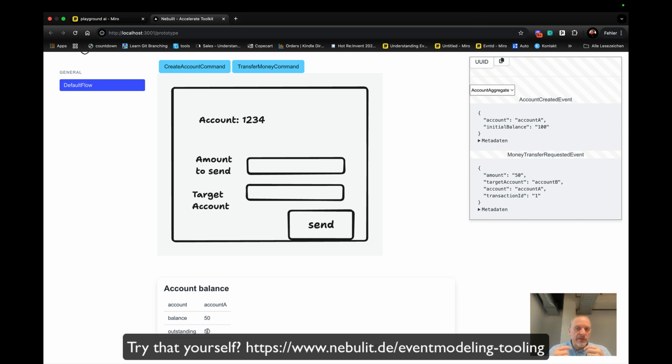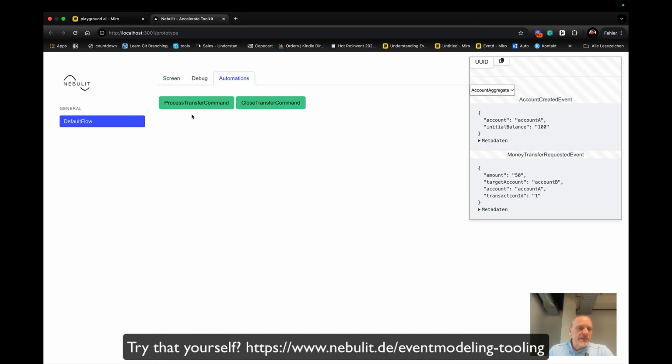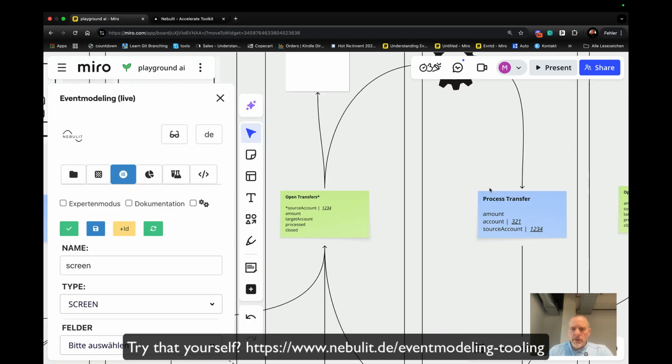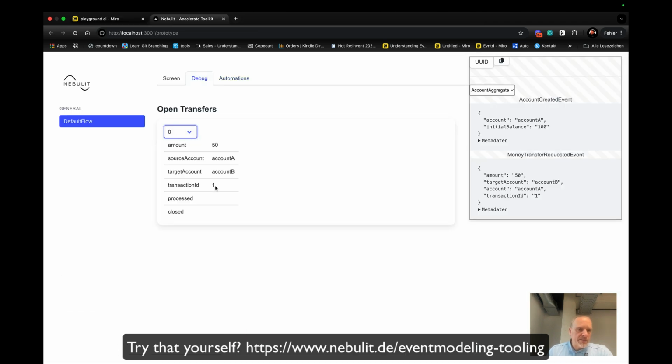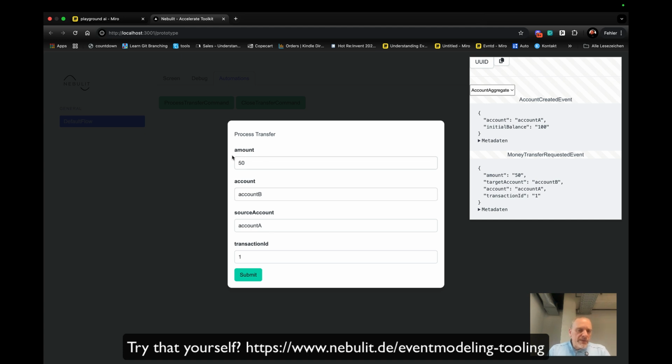So this transfer is currently in transit, it's in process. Now what we can do is, if we look at automations, we see the process transfer command here, which is the automation here. All right? So we want to process it. At the same time, we can look at the open transfers here. So there is one open transfer with $50 from account A to account B and transaction ID 1, which has not been processed and is not closed. So if we look at that, so process the transfer, everything is pre-filled already, so we have the amount of 50 to account B, source account is A, transaction ID is 1.